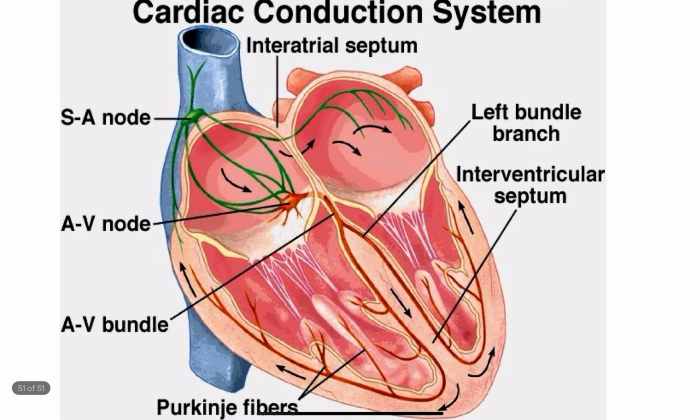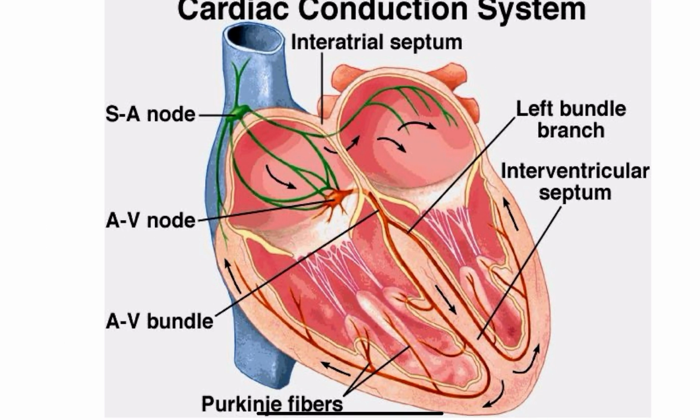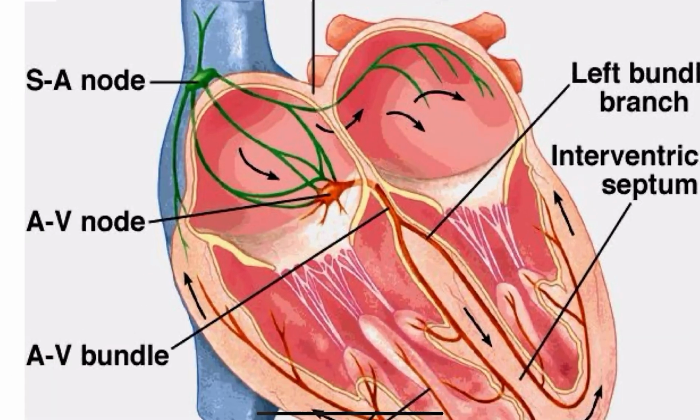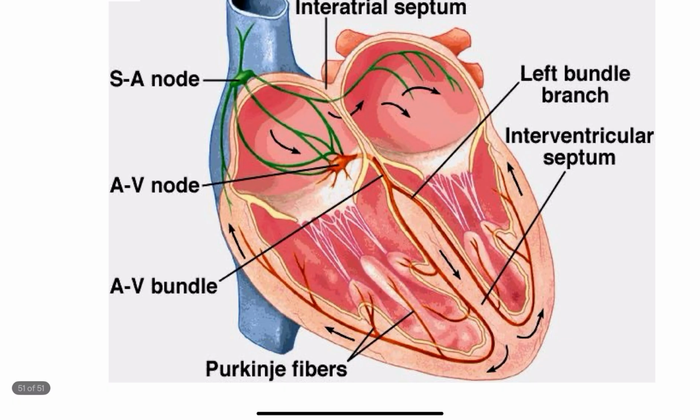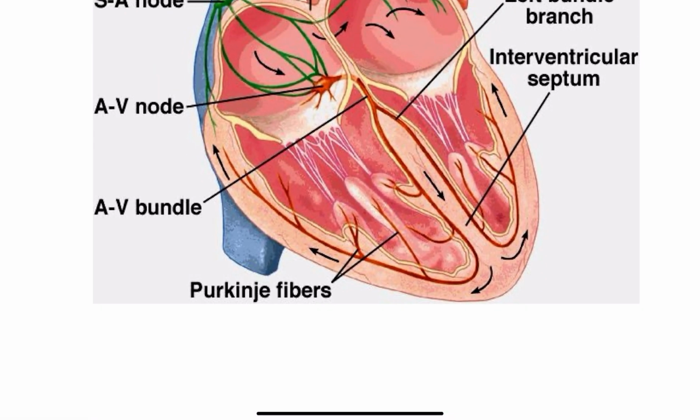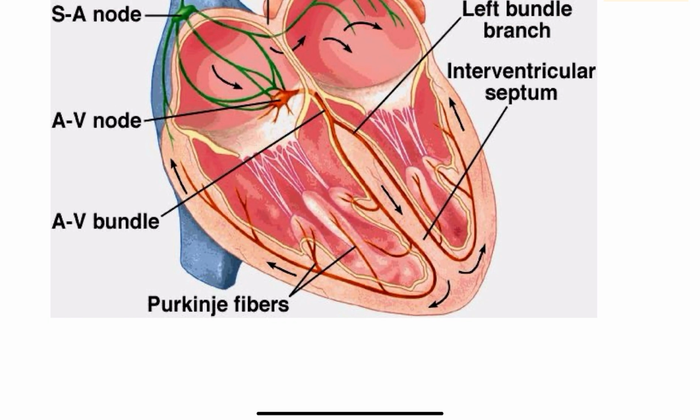And then this impulse is going to move down into this red AV node, and then it is going to pause for a second to give extra time for the atria to fully contract and fully empty the blood into the ventricles. And then that signal is going to move down the AV bundle right down into the ventricles through the Purkinje fibers, and the Purkinje fibers are going to get them to contract and pump blood.